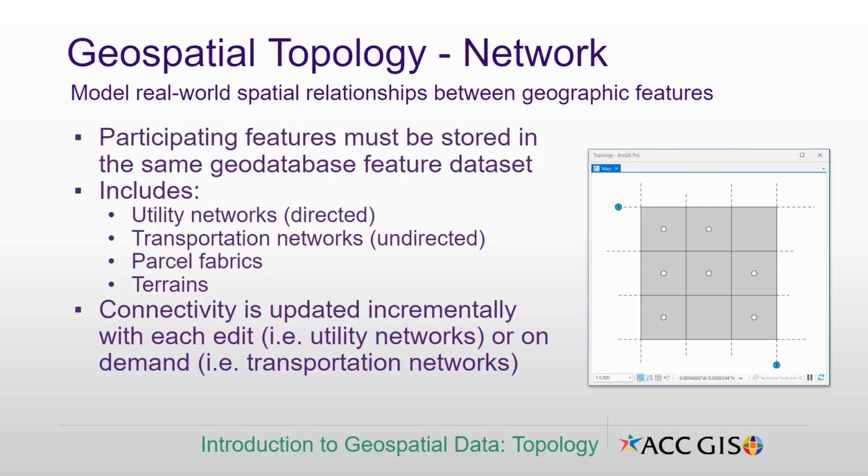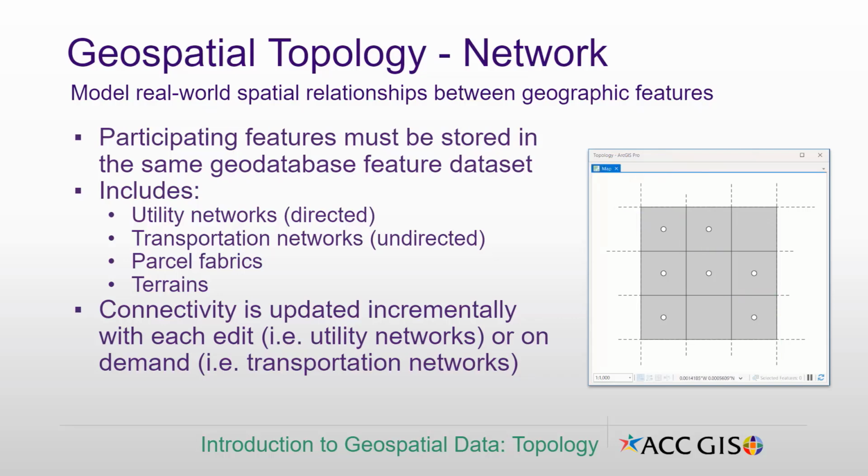We use network topology to model real-world spatial relationships between geographic features. Now, participating features must be stored in the same geodatabase feature dataset, and that's because the feature dataset enforces a common coordinate system on all of the feature classes that are within that feature dataset. Network topology includes utility networks, which are referred to as directed networks. Directed networks are where the network directs the agent that moves between the edges.